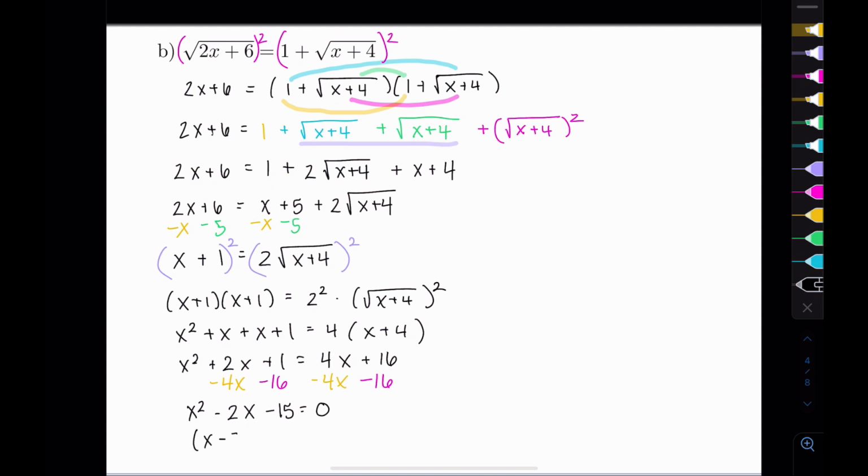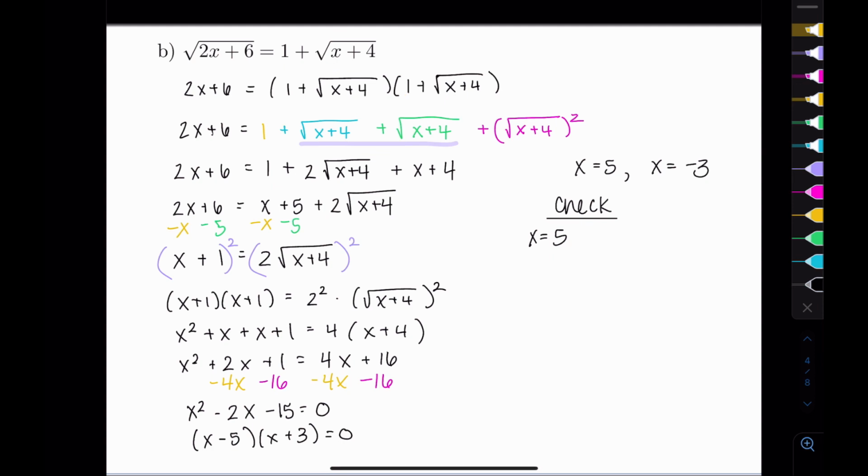And now we can finally factor. That's x minus 5, x plus 3 equals 0. We end up with 2 solutions, which are x equals 5 and also x equals negative 3. But again, it's very likely that one of these does not work, so we need to check our answers. So we'll start by plugging in 5 way back up here at our original equation.